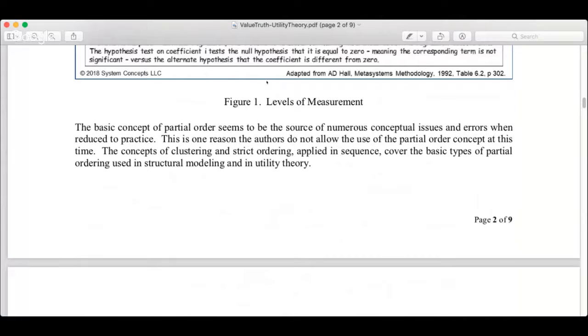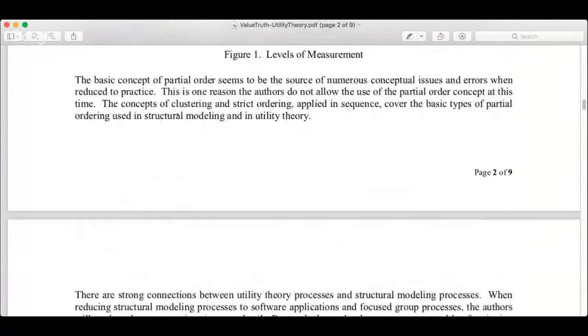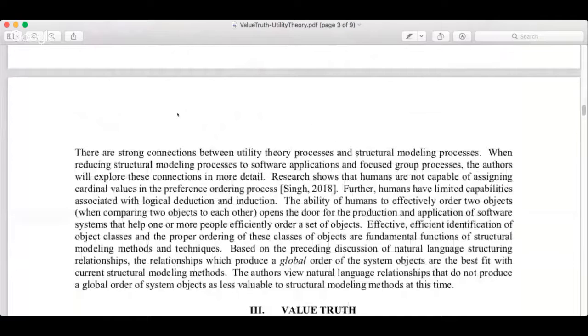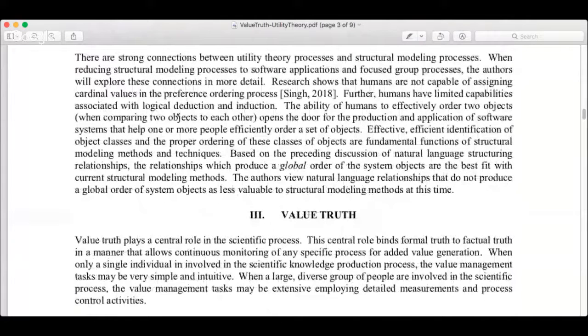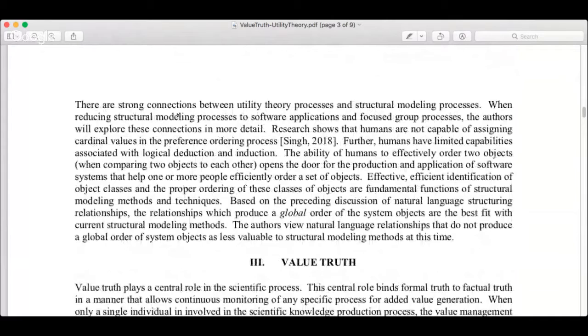So anyway, I think one of the major takeaways from this specific utility and measurement activity is the separation of cluster and strict ordering. And then there's another one, where it really shows the strong connection between the utility theory process and the structural modeling process. It shows that humans are not capable of assigning these cardinal values, which we've talked about before.